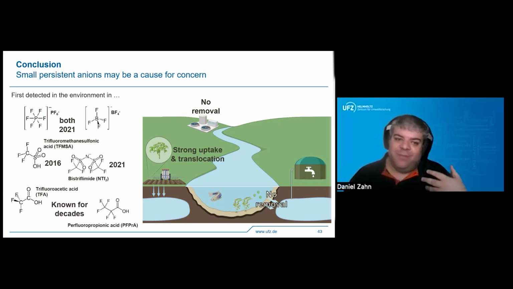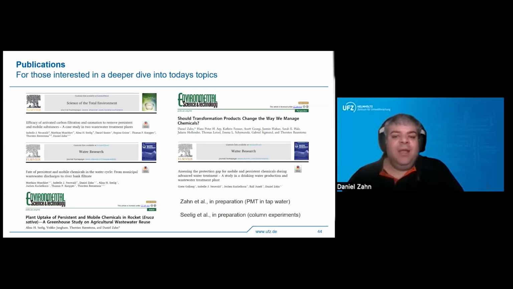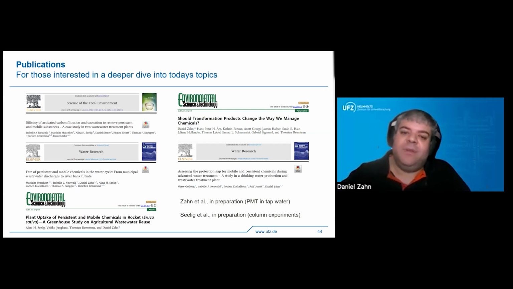Those small, very persistent anions, because here we seem to have the highest potential to combine negative effects, negative properties of chemicals. With this, I come to an end. Due to the time, I could only give you a short overview. If you want a deeper dive into these topics, I recommend the following papers.